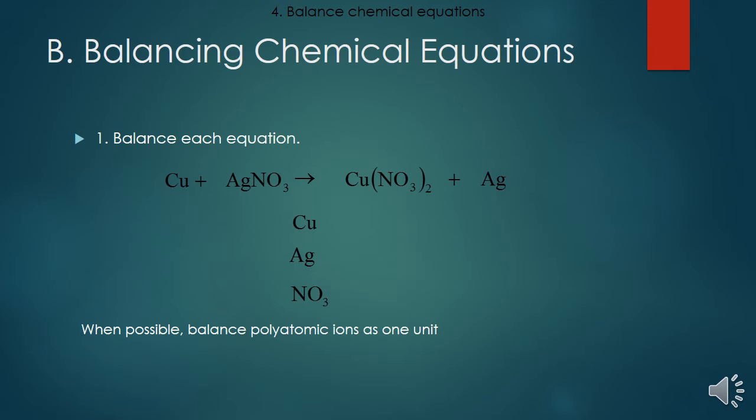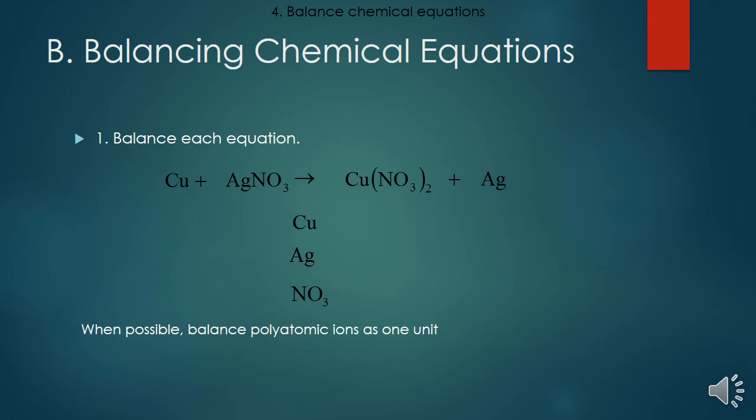Whenever it's possible, you want to balance the polyatomic ions as one unit. And here it is possible, because the nitrate, the NO3 ion, appears on both sides of the equation, and there's no nitrogen or oxygen anywhere else. So I can balance that as one whole unit, or think of it as one atom. This simply makes my counting a lot easier.